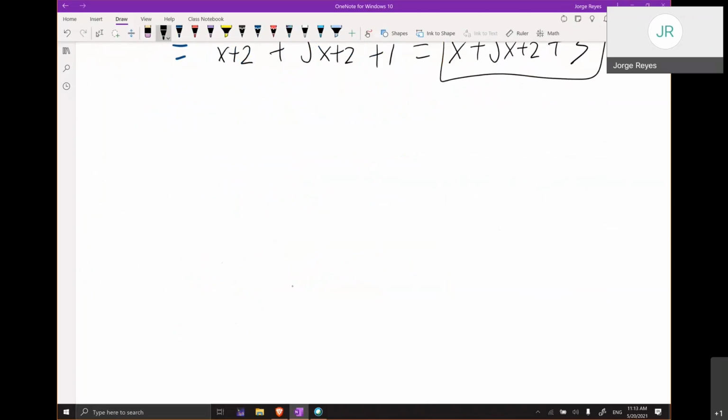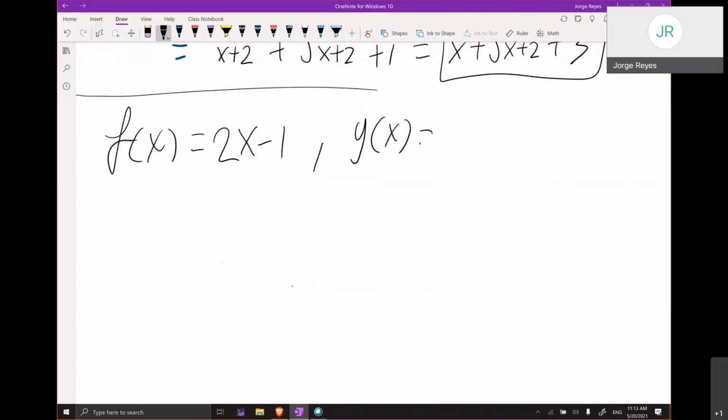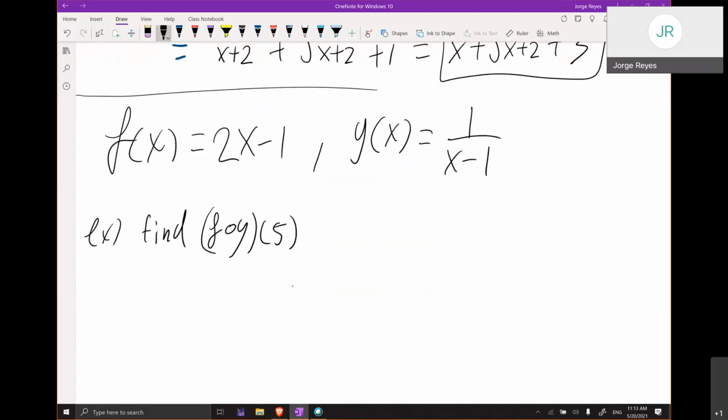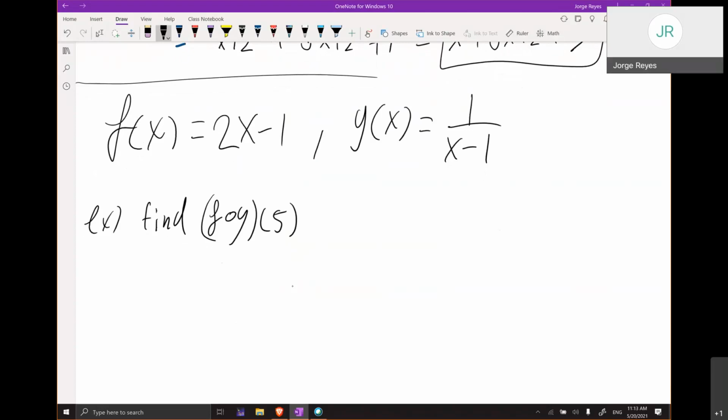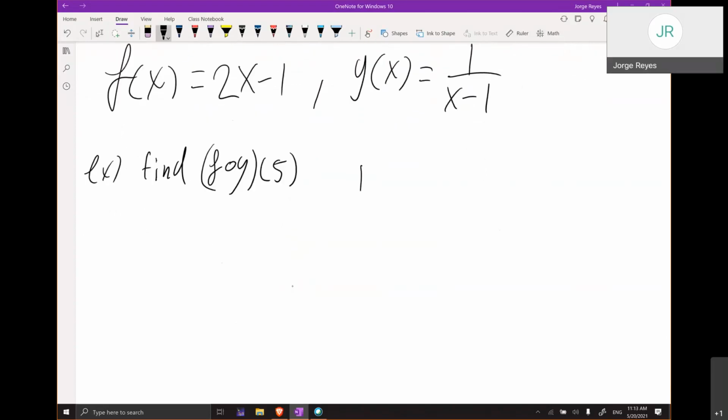Okay, so here I'm gonna have f be 2x minus 1, and g is going to be 1 over x minus 1. And so a question I could give you is find f of g of 5. So plug in 5. And there are 2 ways to do this actually.